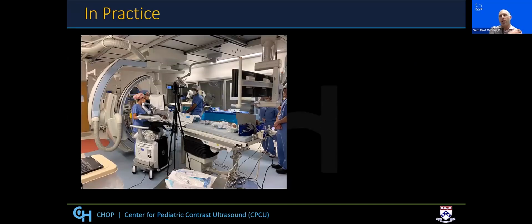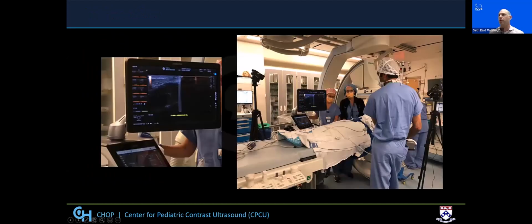This is our general setup. Here I've got my colleague, Dr. Srinivasan, who's imaging this patient's vascular malformation with ultrasound, our technologist, Angela, who's currently operating our ultrasound, and our nurse, Melissa, who is currently working the patient's IV access.